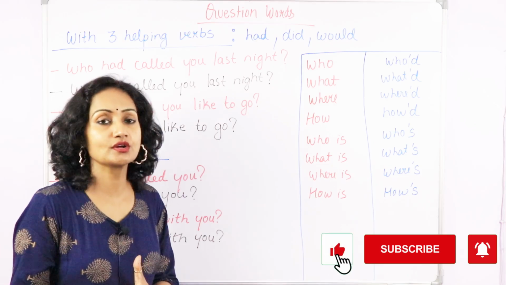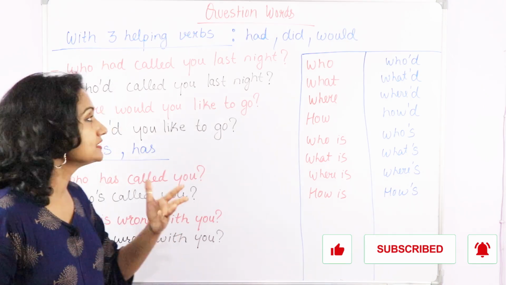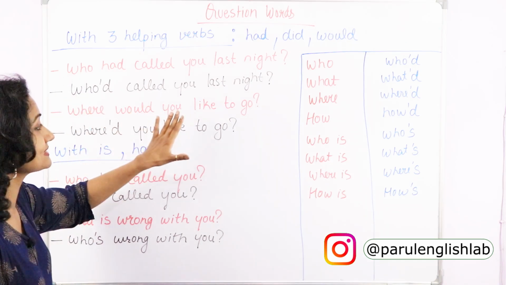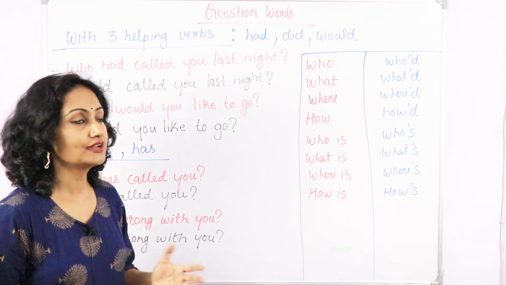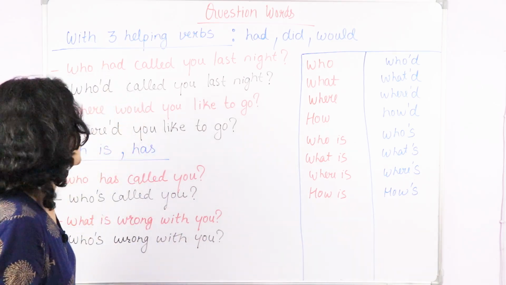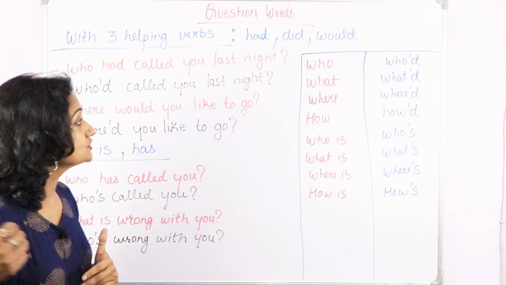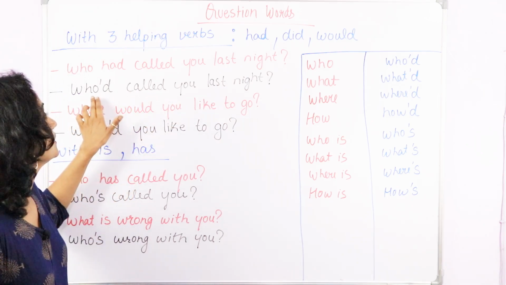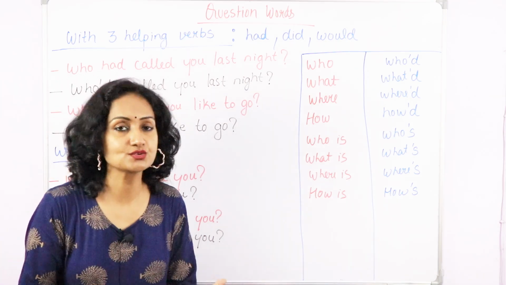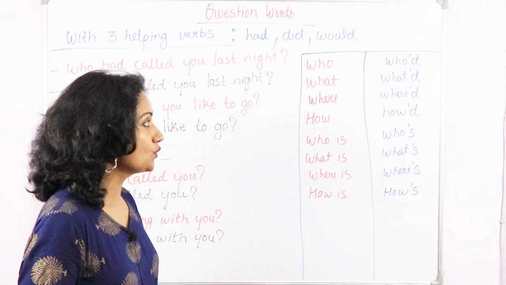Now again, that depends on the sentence, whether it is who had, who did or who would. Here we know that it's had because we have used the third form of the verb. So who'd called you last night means who had. If it was who'd call you last night, then it would be did. And if it was who'd call you, and last night was not there, that means we are not talking about the past, so who'd call you means who would call you. This way, depending upon the sentence, you'll get to know whether it is who had, who did or who would. So it's who'd.